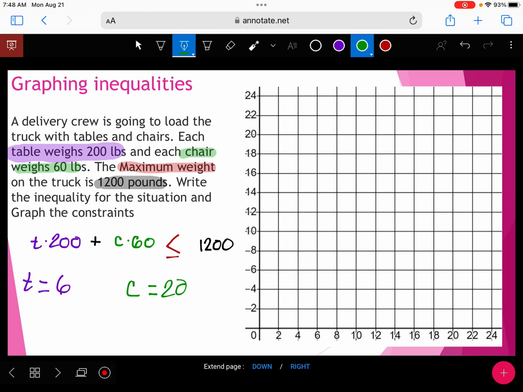I don't care which axis you use, just label one. I'm going to put chairs on my X because I can. But if you already started doing it and you have your chairs on your Y, I don't care. So my Y axis here is going to be tables. And that gives me a 6. We said it is allowed to be equal to, which means we're going to use a solid line.